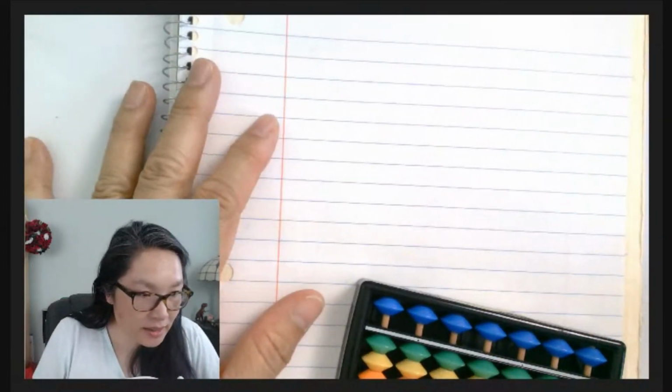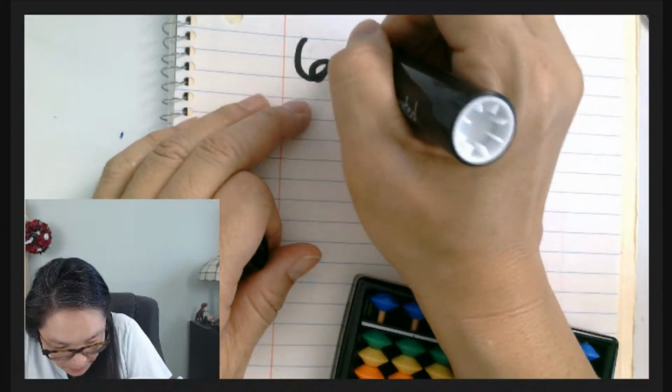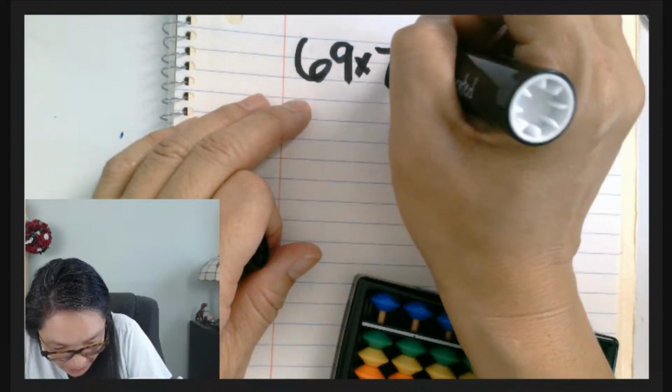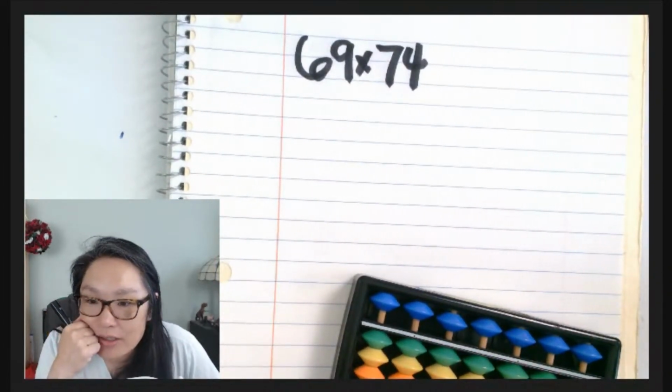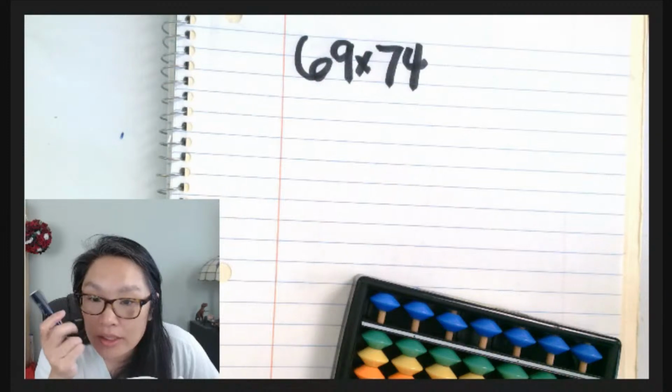Okay, so what we're going to do, what did I say? 69 times 74. So the question is 69 times 74. This is not scary. This is not scary. Why? Because I get my abacus so I can go along. Okay, go get the abacus.